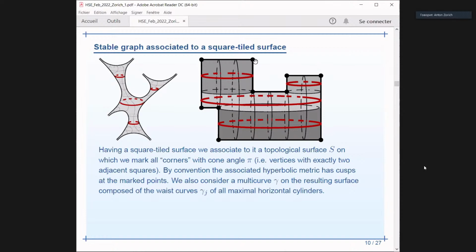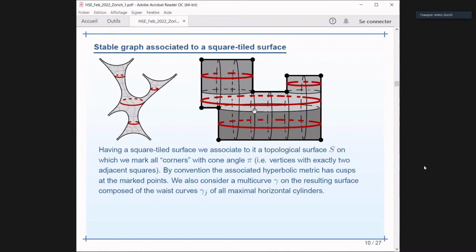Right now, the main issue is to convince you that this problem is, conceptually, already solved using this count of metric ribbon graphs. To convince you that the two problems are related, and also to prepare something for the lecture in a week to relate square-tiled surfaces with multi-curves, let me associate to every square-tiled surface a couple of objects.